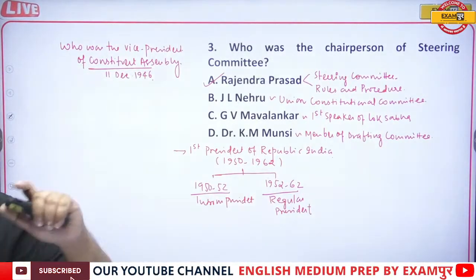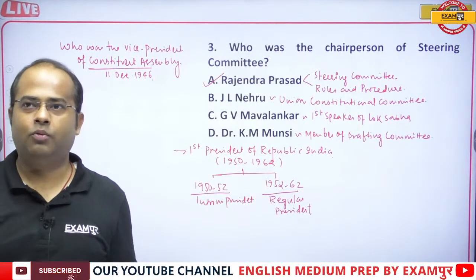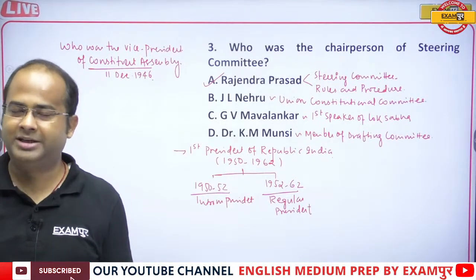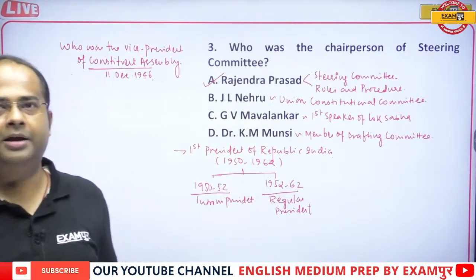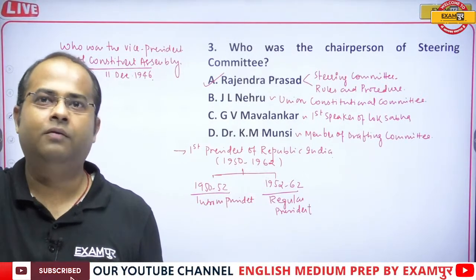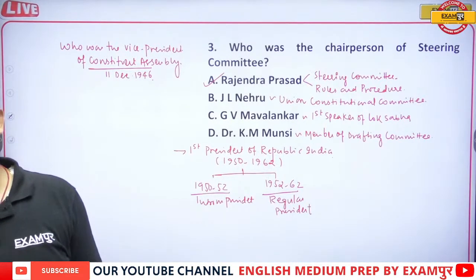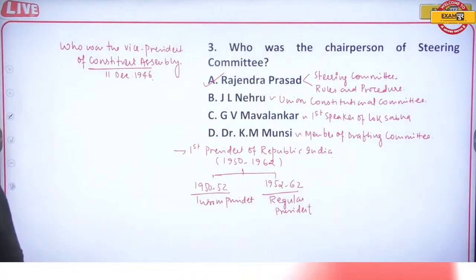Yesterday I was reading the new edition of Lakshmikant. Earlier I had the 5th edition. Now I am reading the 6th edition of the Lakshmikant. There I found a very interesting piece of information that was not mentioned in the 4th edition, and not mentioned in the 5th edition. Who was the vice president of the constituent assembly?